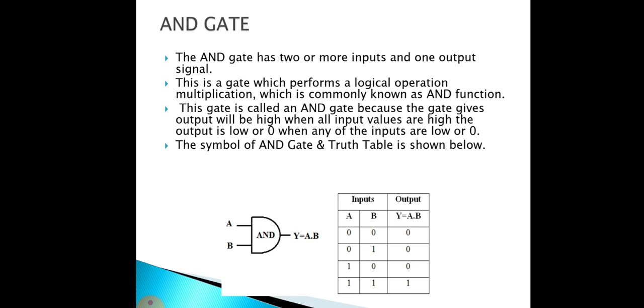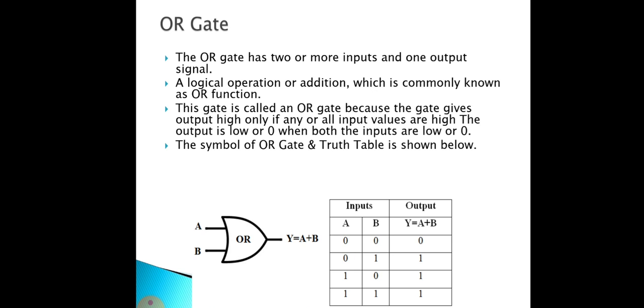Means we get the clear idea. The output of the AND gate is high only when both the inputs of the AND gate are high. Otherwise the output will be 0. Means if any one of the inputs of the AND gate is 0, the output will be 0, and when both inputs are high, the output will be 1. This is the AND gate.